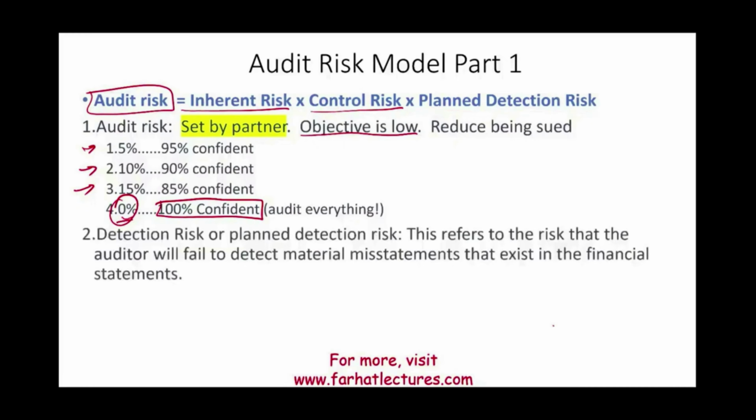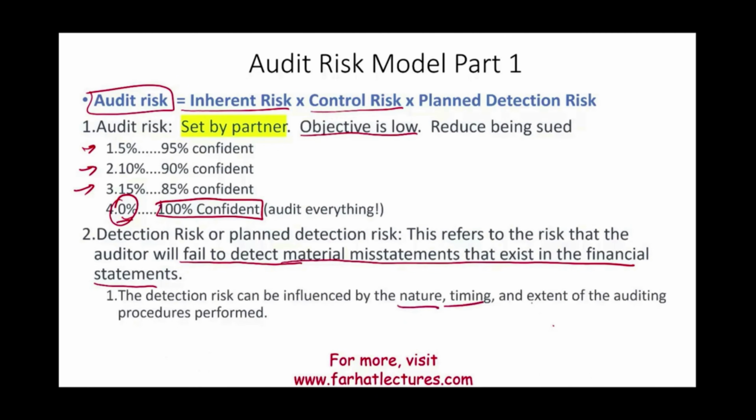Now let's discuss the detection risk, or planned detection risk. This refers to the risk that the auditor will fail to detect the material misstatement that exists in the financial statement. And the detection risk is going to be influenced by the nature, timing, and extent of the auditing procedures, how much work you are willing to take. Now, you could be willing to accept a 5% chance, meaning you're only accepting a 5% chance that you could be wrong. Or you could be accepting a 20% chance that you could be wrong.